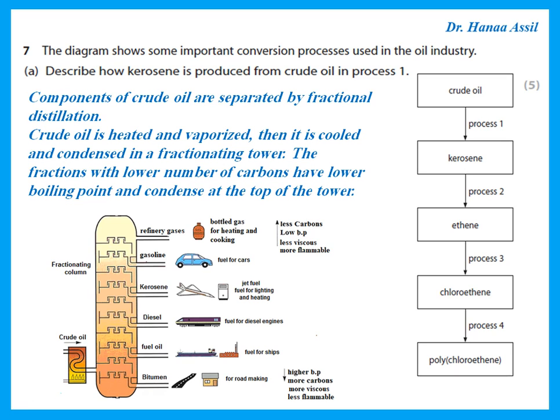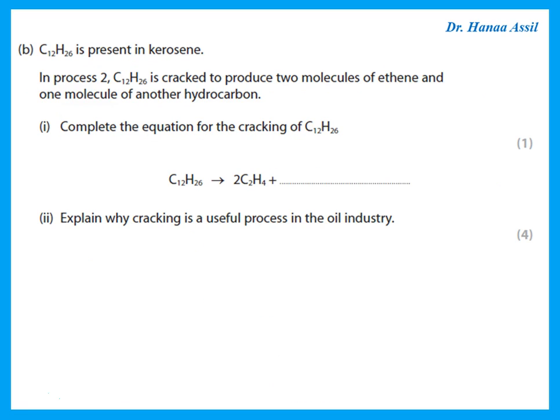So these fractions are separated based on difference in boiling point. The ones that have lower number of carbons have lower boiling points. So they condense at the top of the tower. As we go down in the fractionating column, the fractions have higher and higher boiling points. So this is how we separate components of crude oil, or what we call petroleum.